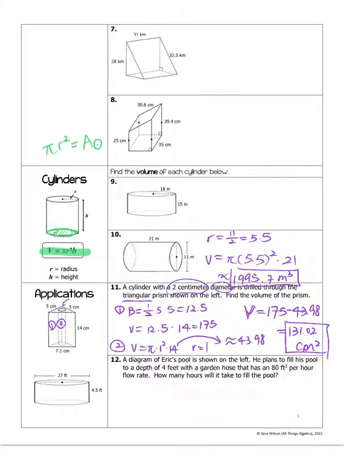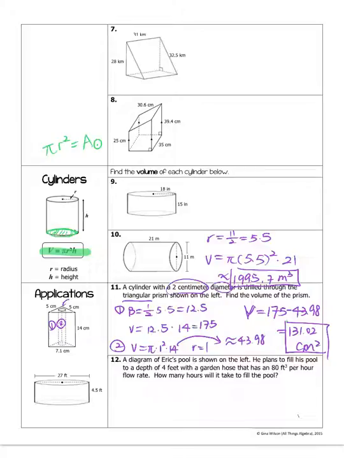Okay, not hard, but multiple steps. Believe it or not, number 12 is easier. Let's look at the diagram. It's Eric's pool, and he plans to fill it with a depth of 4 feet with a garden hose that has 80 cubic feet per hour flow rate. How many hours will it take to fill the pool?